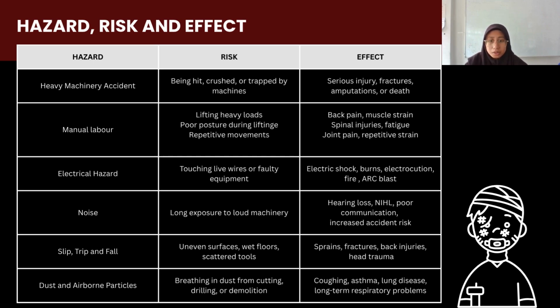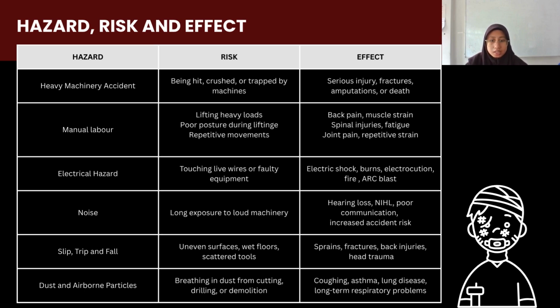Second, manual labor. Manual labor involves physical tasks such as lifting, carrying, and repetitive movement, often performed under time pressure. The risks include muscle overexertion and strain due to poor posture or repetitive motion. The risks often lead to effects such as back pain, muscle strain, spinal injury, and long-term repetitive strain disorder.